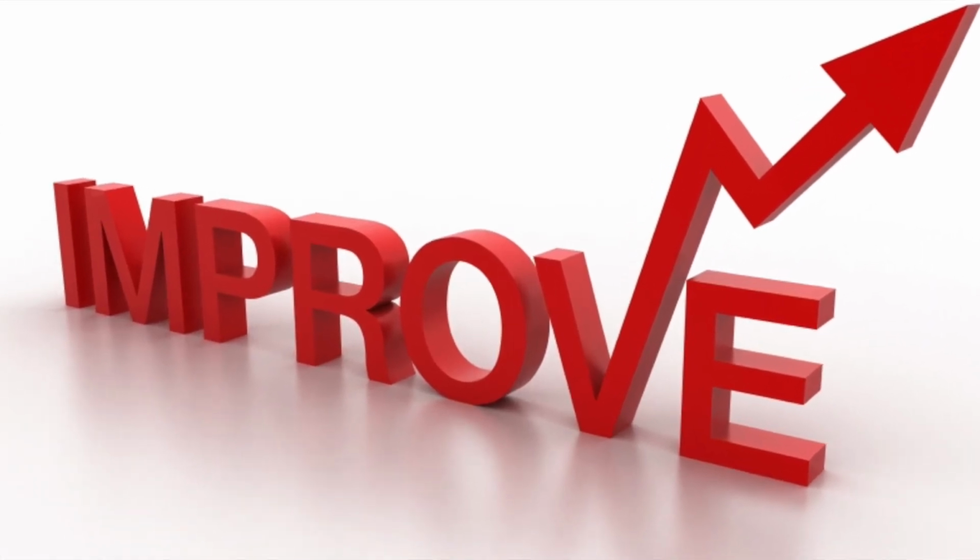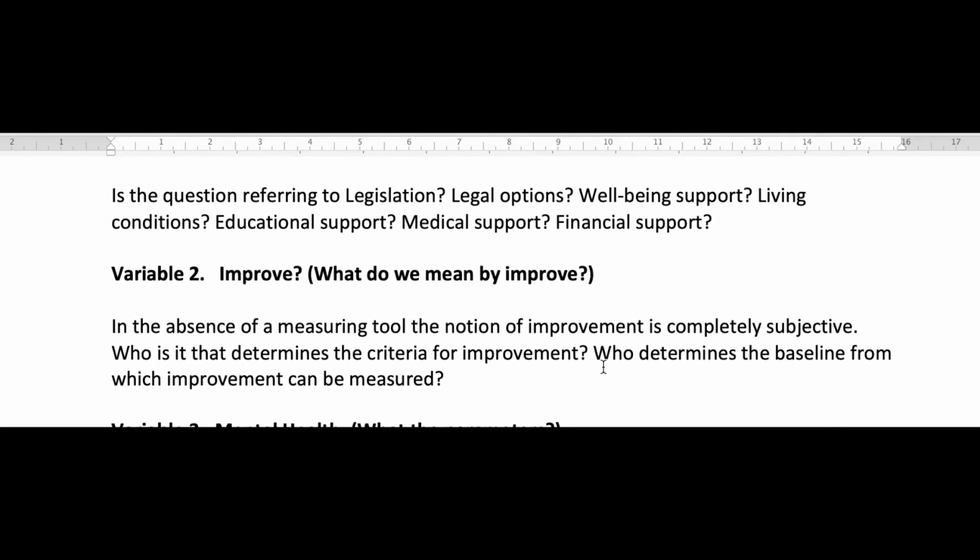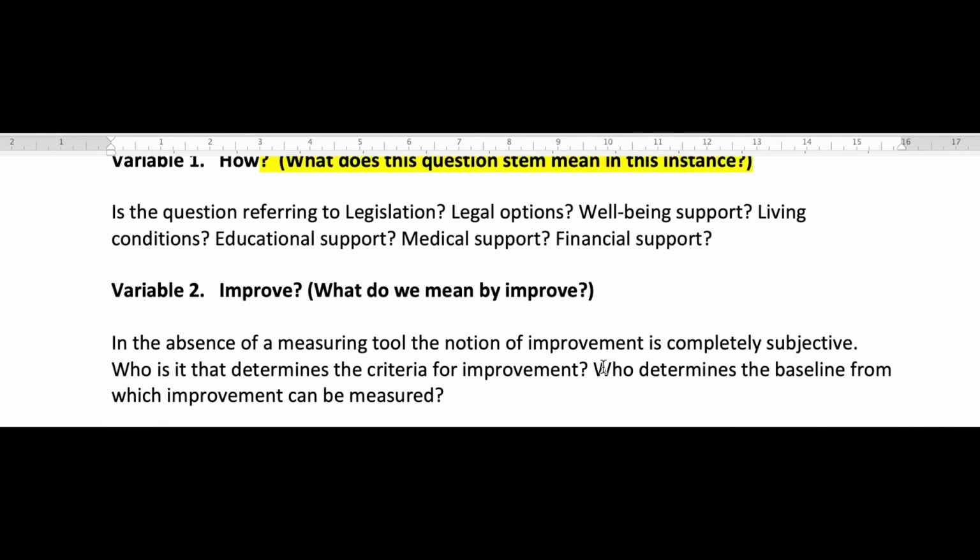Secondly, what do we mean by improve? In the absence of a measuring tool, the notion of improvement is completely subjective. Who determines the criteria for improvement? Who determines the baseline from which improvement can be measured? How do we know when something has improved in the context of mental health?